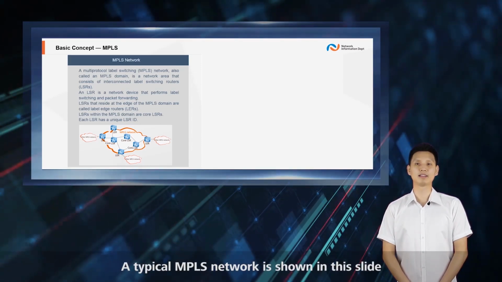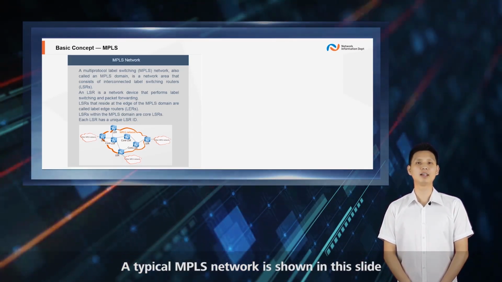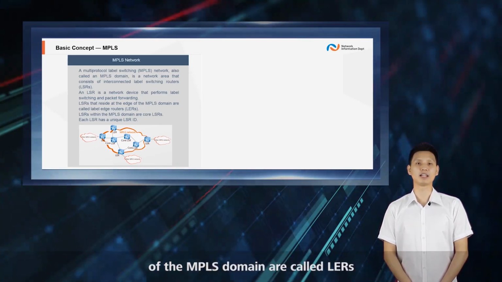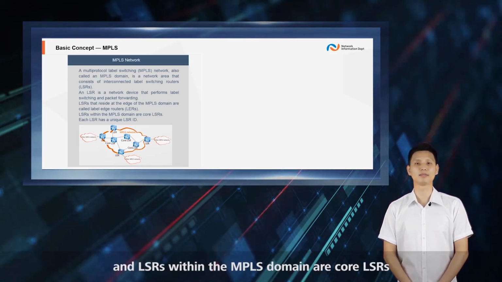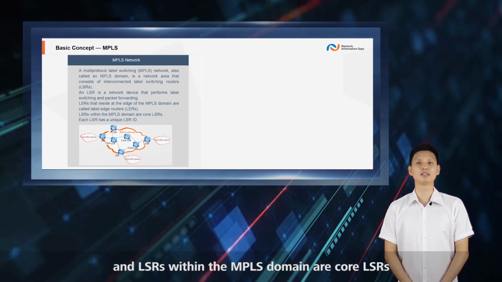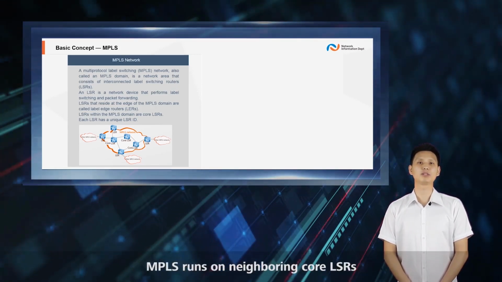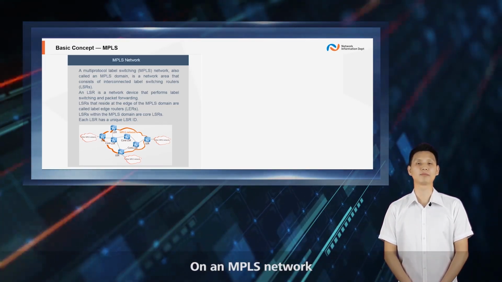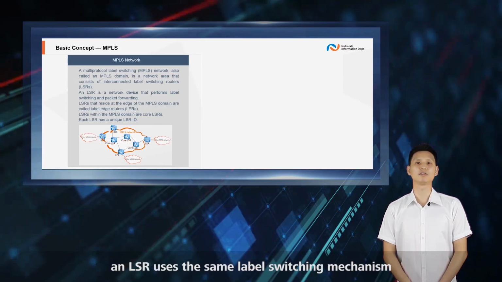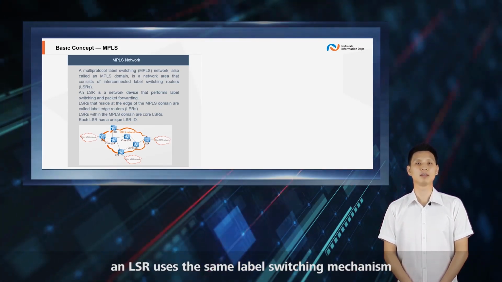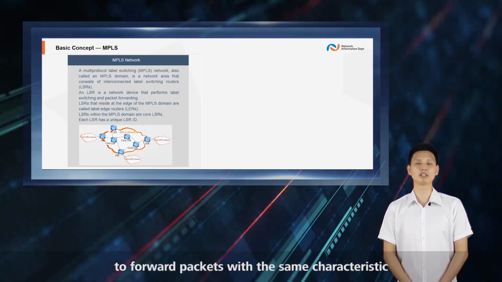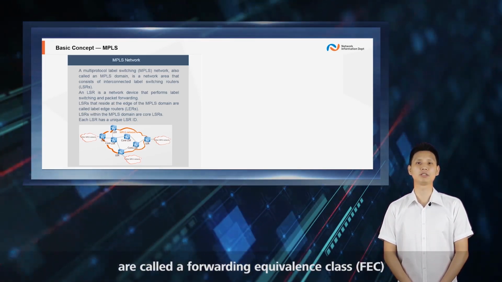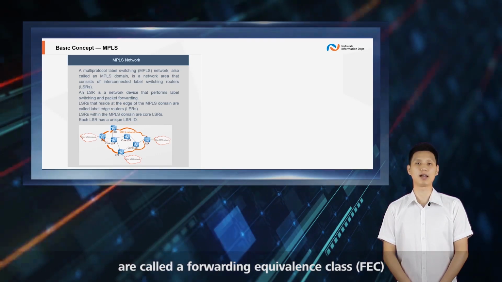A typical MPLS network is shown in this slide. LSRs that reside at the edge of the MPLS domain are called LERs, and LSRs within the MPLS domain are core LSRs. MPLS runs on neighboring core LSRs. On an MPLS network, an LSR uses the same label switching mechanism to forward packets with the same characteristic. The packets with the same characteristic are called a forwarding equivalence class, FEC.